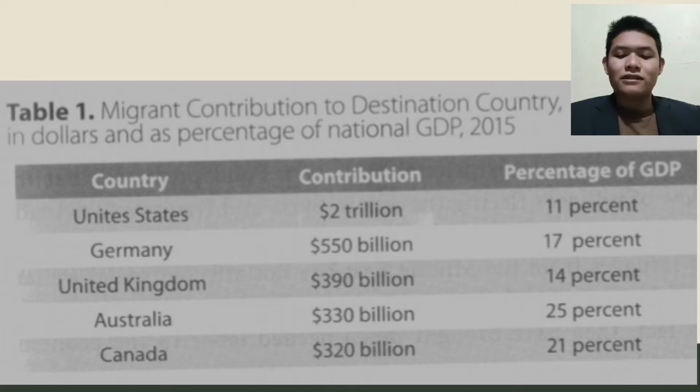There are 5 migrant contributor countries in the world: the United States, Germany, United Kingdom, Australia, and Canada. And Canada is the lowest contributor and the second highest percent of GDP, which has the contribution of $320 billion and 21% GDP.